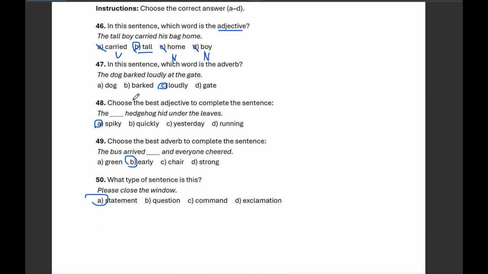Question 47. Adverbs. In the sentence, "The dog barked loudly at the gate," we need to find which word is the adverb. The choices are A, dog, B, barked, C, loudly, and D, gate.